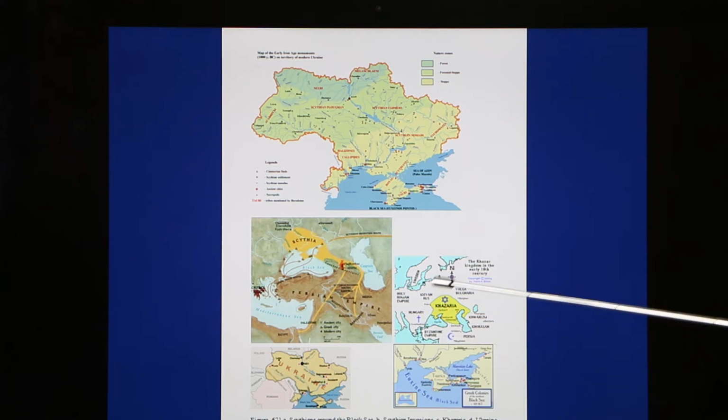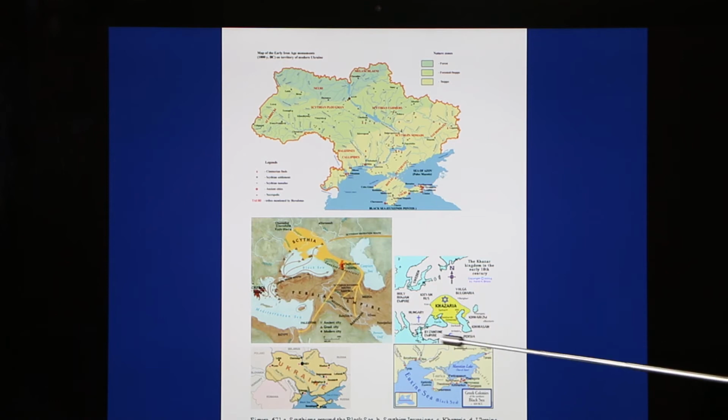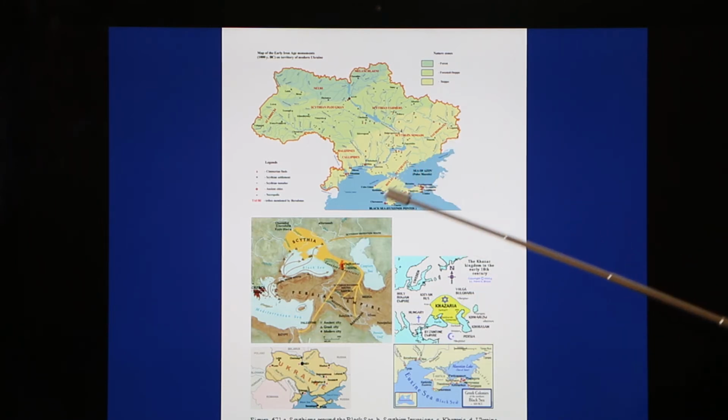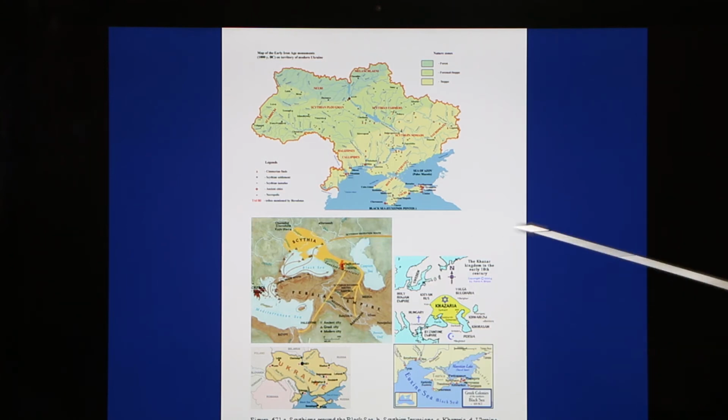This area becomes the Khazarian Empire, and the Khazars are people that converted to the Hebrew religion in the 700s and became an enormously important force. They're one of the reasons why there are so many Jews in Russia.